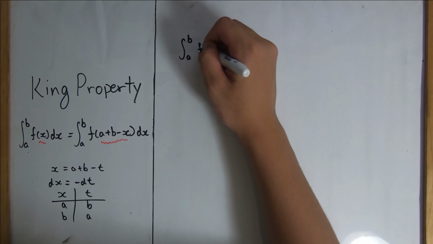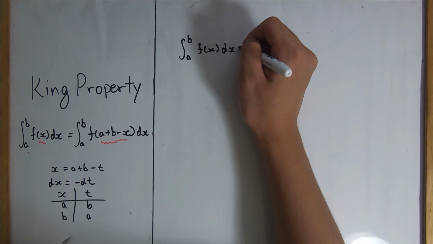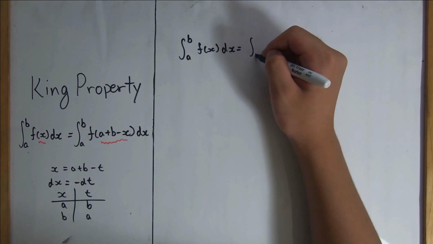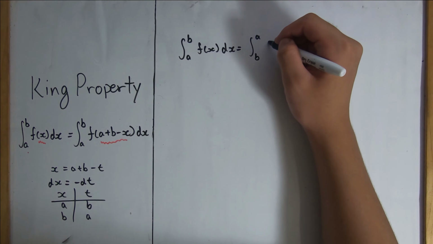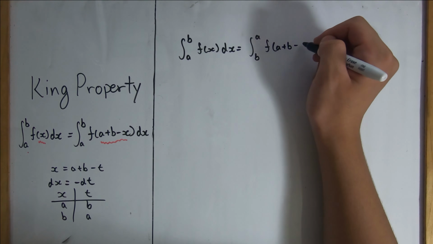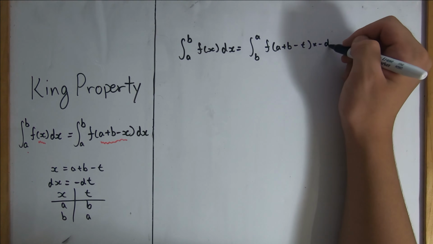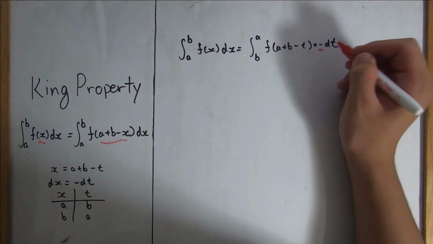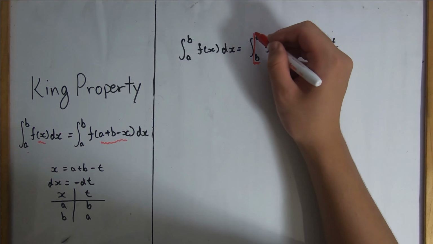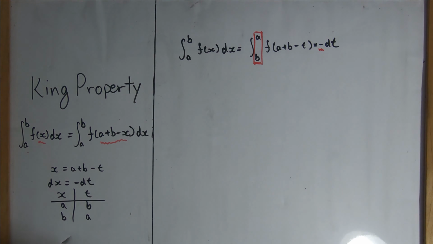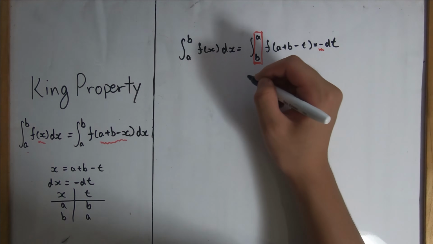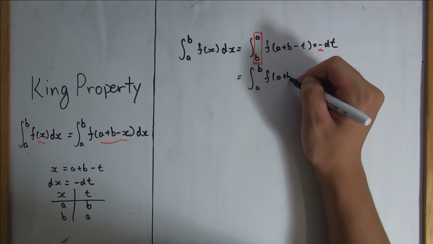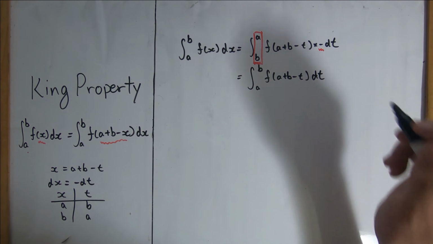So let's rewrite this integral in terms of t. Substituting x equals a plus b minus t, dx equals minus dt, and changing the domain from a to b to b to a gives us the integral of f of a plus b minus t times minus dt in the domain b to a. Recall that an integral in the domain b to a is simply the negative of an integral in the domain a to b. Therefore, this integral can be simplified further to give the integral of f of a plus b minus t dt from a to b. And so, our proof is complete.